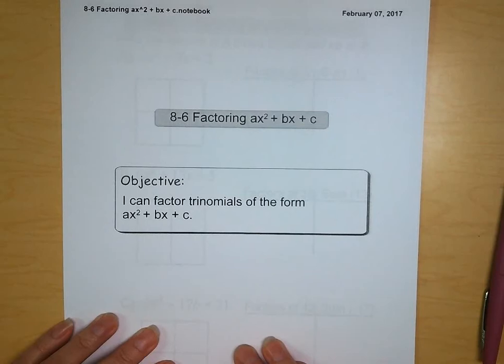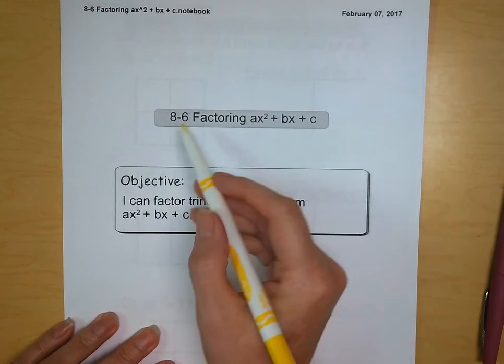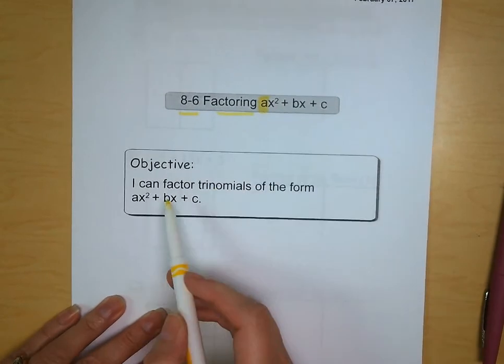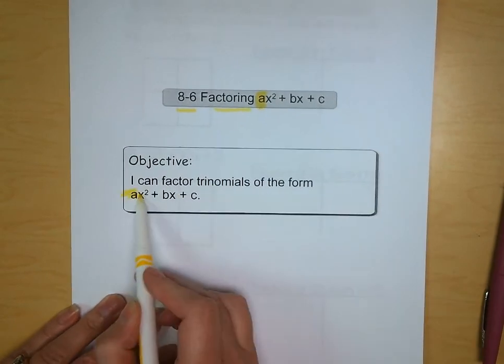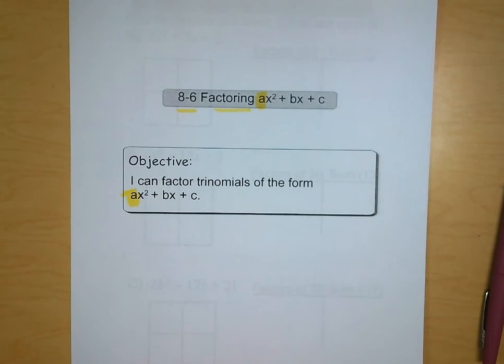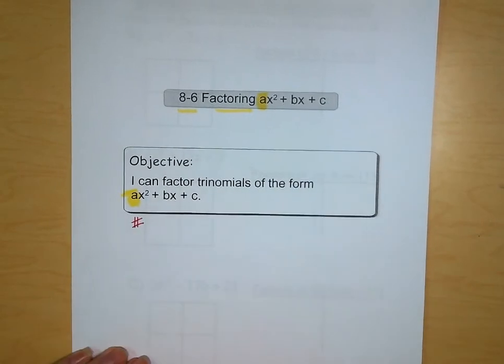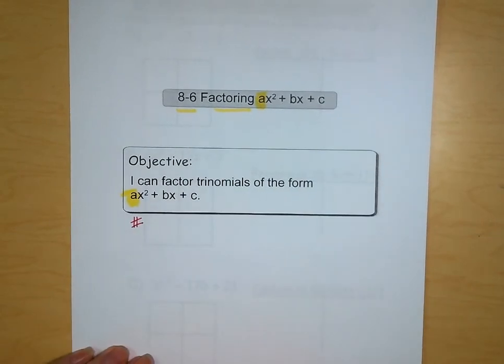Hi guys, today we're going to work on lesson 8.6, factoring in the form ax squared plus bx plus c. Our objective for the day is to be able to factor trinomials in this form, ax squared plus bx plus c, where a is some number other than 1, and that is different from what we've seen before.